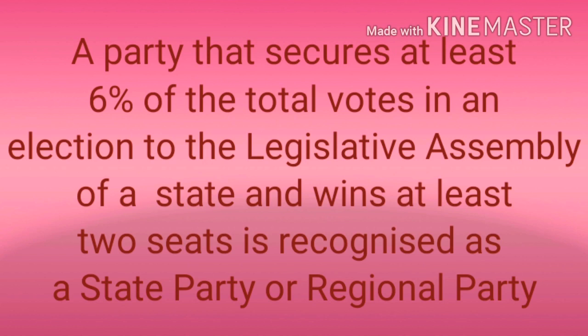A party that secures at least 6% of the total votes in an election to the Legislative Assembly of a state and wins at least 2 seats is recognized as a state party or regional party. So, what is the criteria for recognizing a state party or regional party? At least 6% of the total votes in the Legislative Assembly election of a state and at least 2 seats.